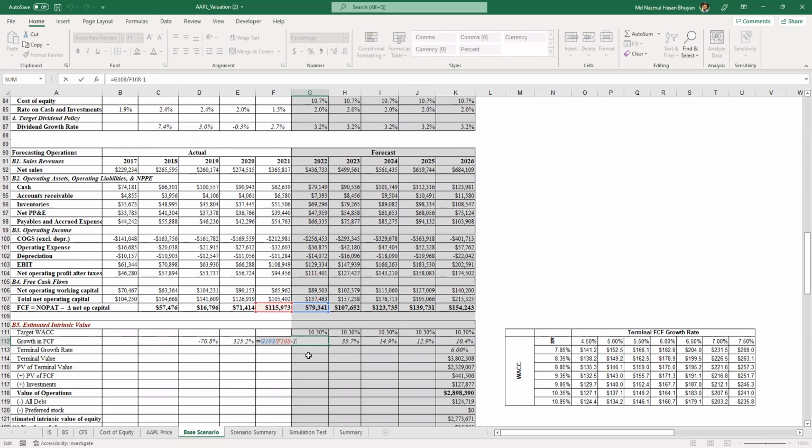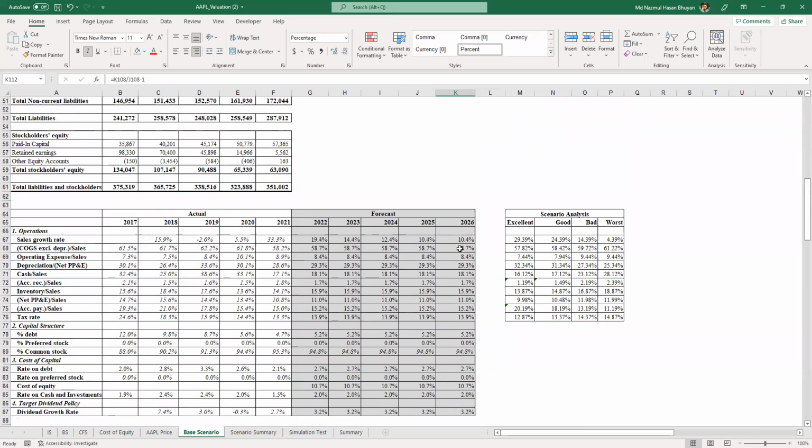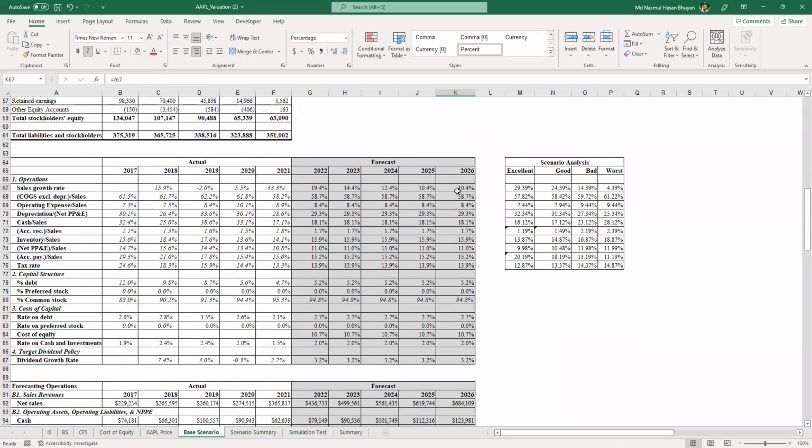And then we are just interested to see the growth rate in the free cash flow to the firm in all the years. Now you can see in the very last year, your free cash flow to the firm growth rate is equal to the sales growth rate here, and there is a reason. So sales growth rate remains the same in the year 2025, 2026, and all the other ratios also remain the same in these 2 years. So eventually, in the very last year, your free cash flow to the firm growth rate should be equal to your sales growth rate.